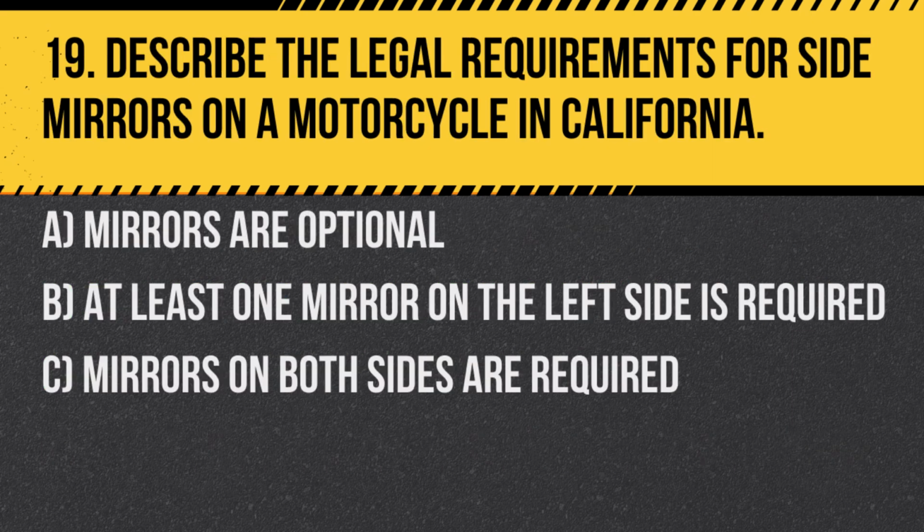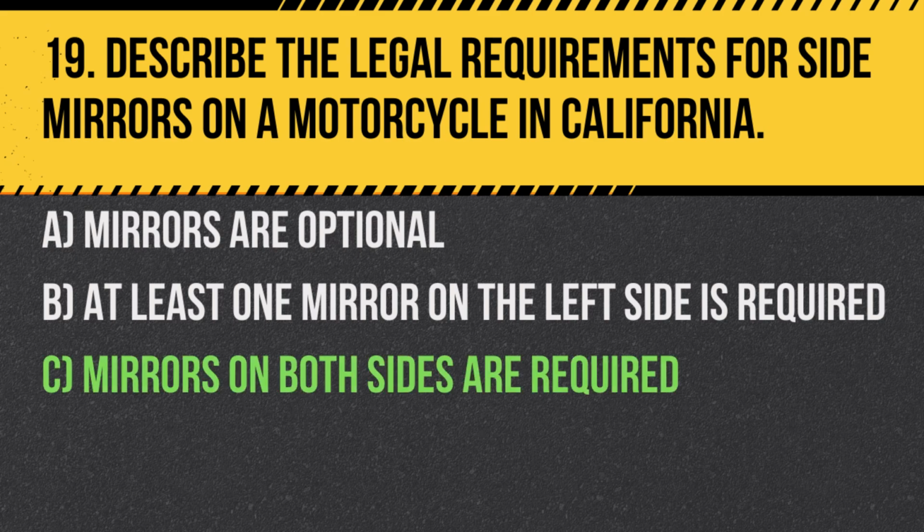Question 19. Describe the legal requirements for side mirrors on a motorcycle in California. A. Mirrors are optional. B. At least one mirror on the left side is required. C. Mirrors on both sides are required.